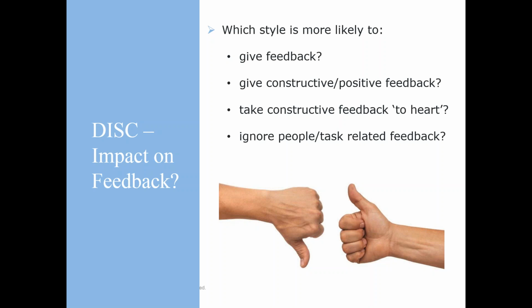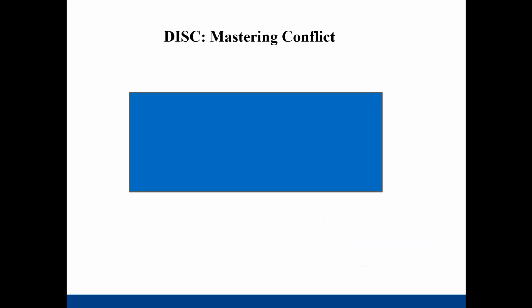Everyone else is pretty much more comfortable with giving positive feedback. C is a little bit more comfortable with constructive, because they see things from a critical mind. Again, who takes it to heart? The S's and the I's can take things to heart, okay? And sometimes you have to think about this and how this plays out. Are you doing enough? And are the people around you doing enough? But it also shows you what someone might be as well.